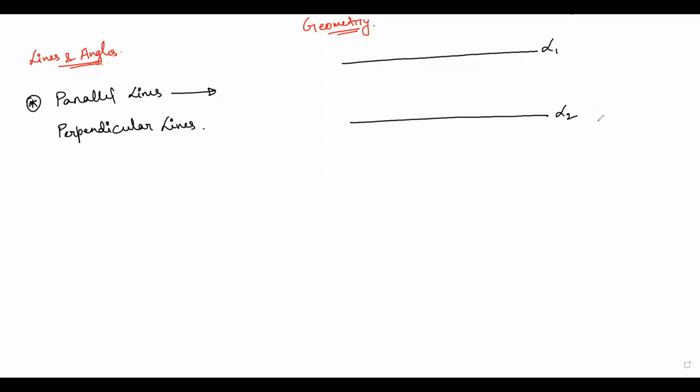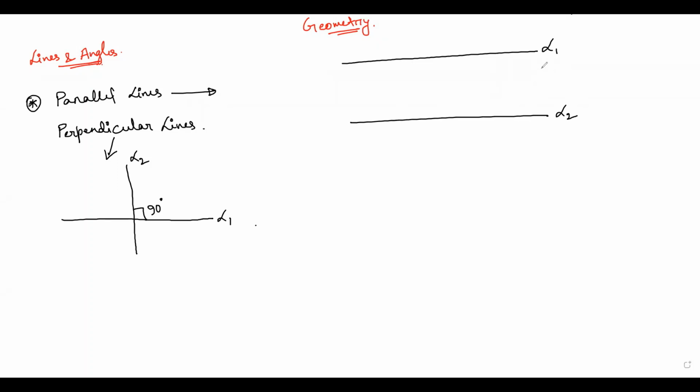In a similar way, two lines are said to be perpendicular lines if the angle formed between them is 90 degree. So if we consider this line to be the first line and this line to be the second line, such that the angle formed between these two lines is 90 degree, then these lines are said to be perpendicular lines.